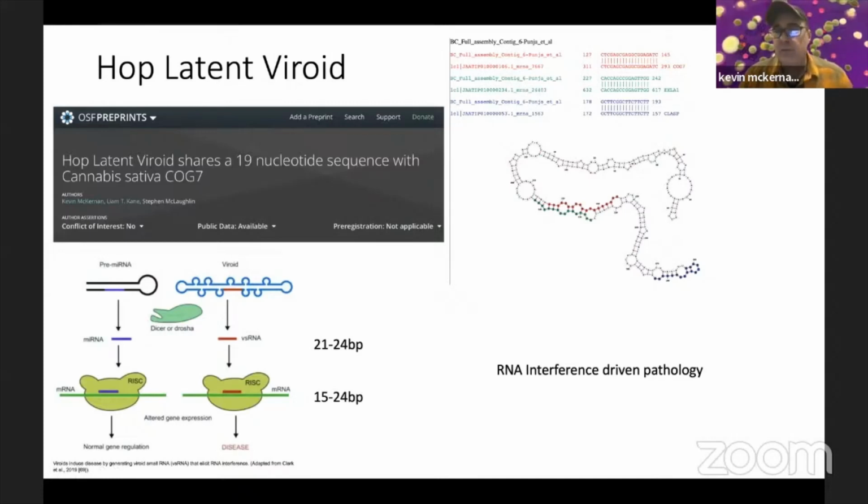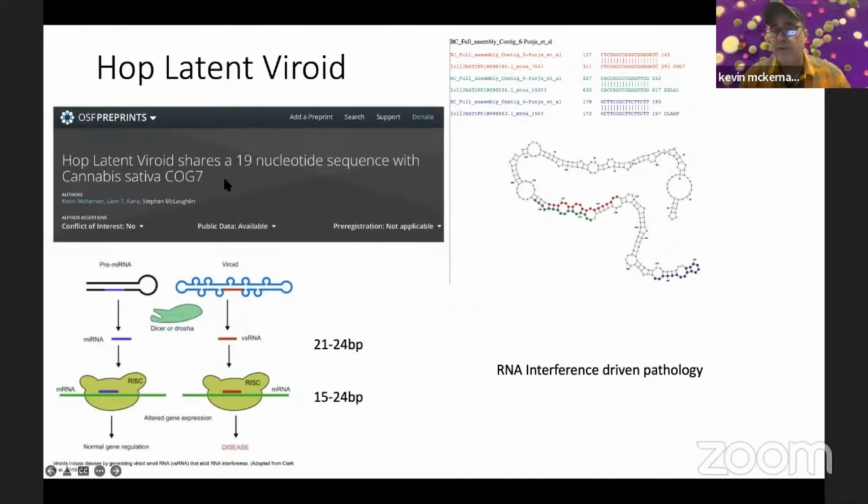So what we set out to do in this paper is we took all of the Latent Viroids that are in NCBI. It's a database that holds these. There's about 150 or 160 of these genomes in there now. And then we mapped them back to the Jamaican Lion reference that we built and looked for regions where there was homology. And lo and behold, we found in the majority of the viroids in NCBI, there's a 19 base pair homology to this gene known as COG7.